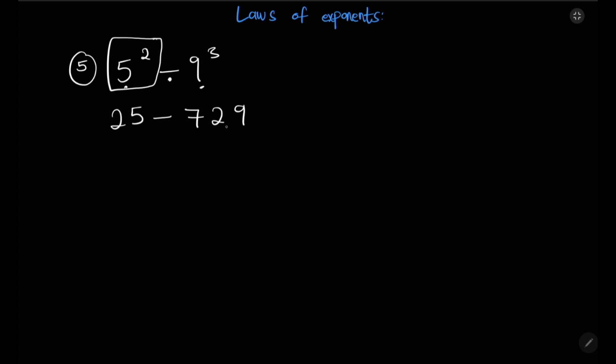25 minus 729, when you punch this in your calculator, your answer will be negative 704.